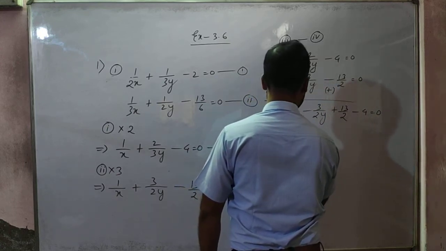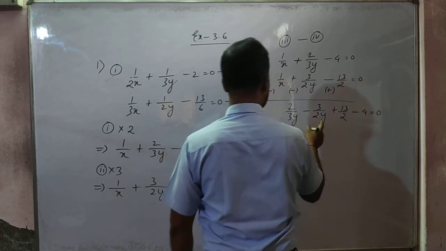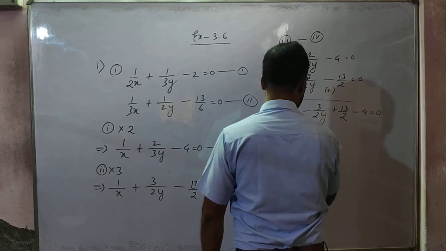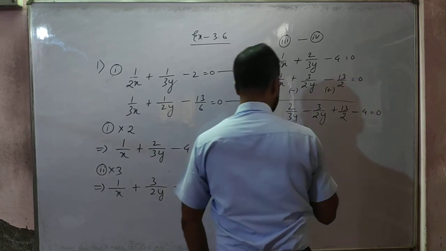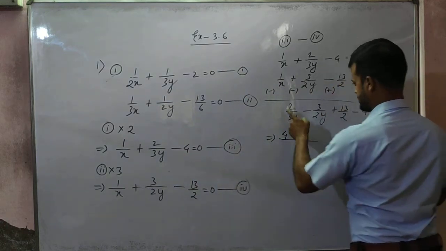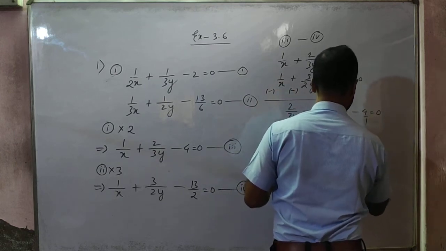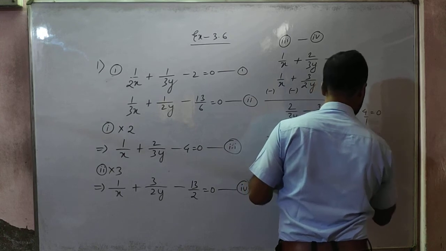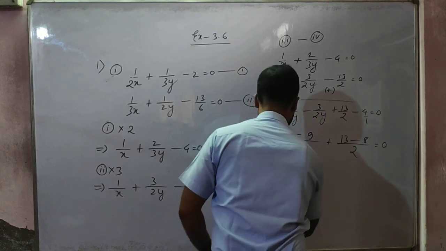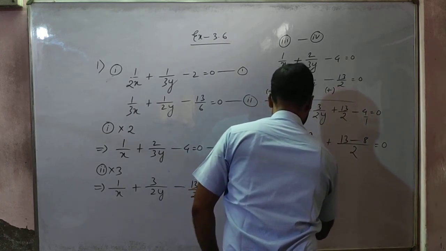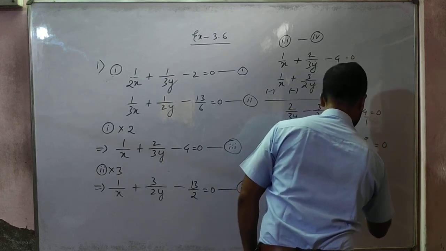So what I will do, students, is take the LCM. 3y and 2y LCM will be what? 6y. 3y will go how many times here? 3y will go 2 times. 2 2s are 4. And 2y will go 3 times. 3 3s are 9. And here below, 1 is there. 2 LCM. 13 minus 8. So now 4 minus 9 is minus 5 by 6y, and 5 by 2 is equal to 0.